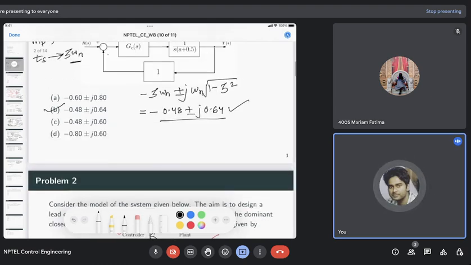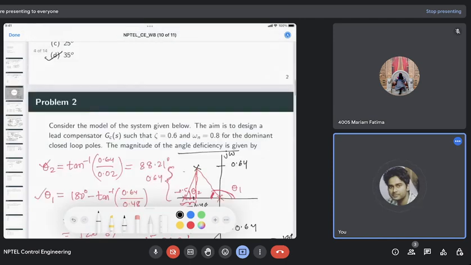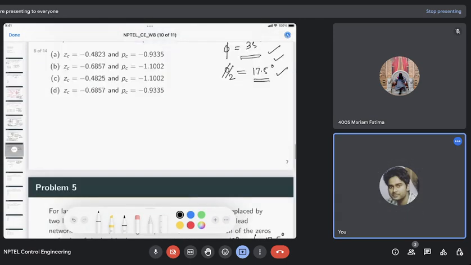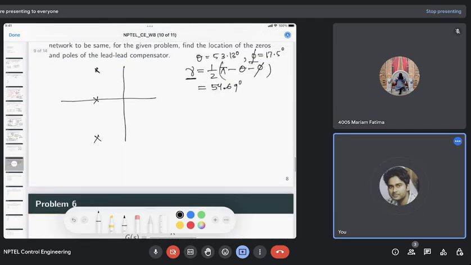We already computed them to be this one: minus 0.48 plus or minus j0.64. Now let the zero of this compensator be here, and the pole, because it's a lead compensator, will be located to the left of this zero. Then the angle contribution from the zero should be phi plus gamma, and from the pole it will be gamma.